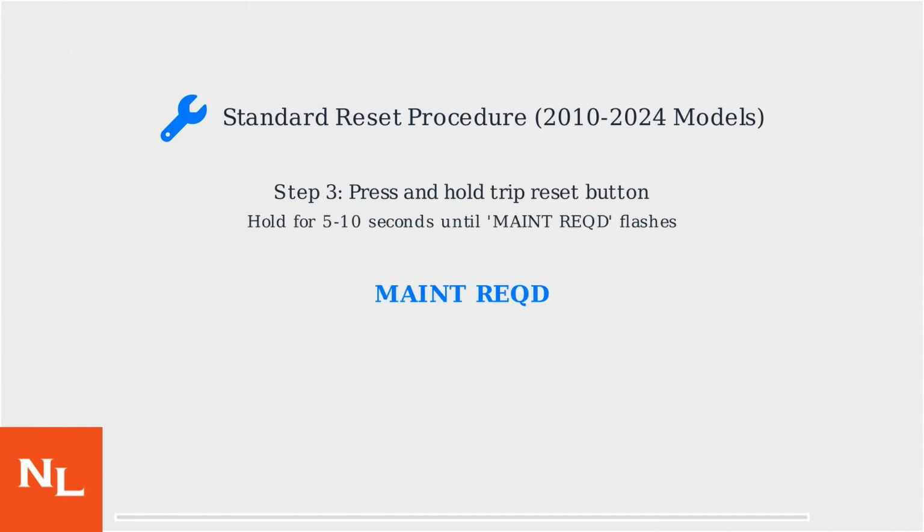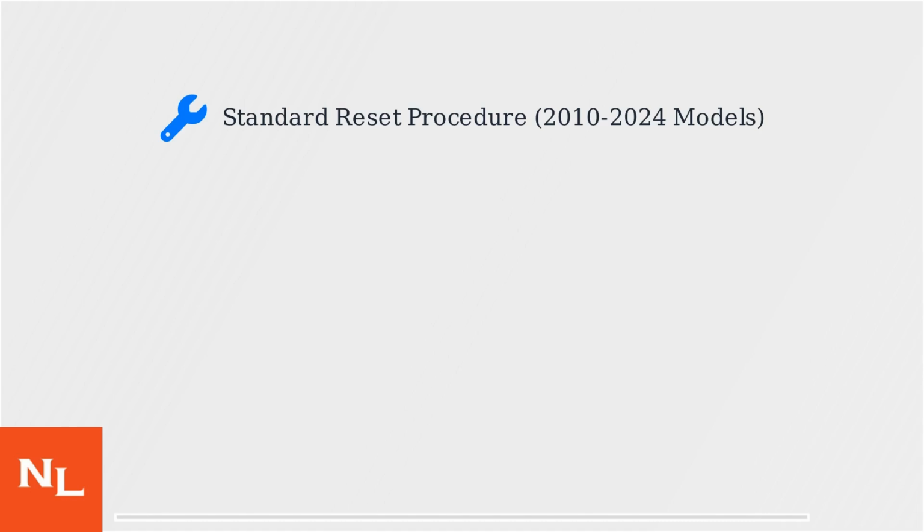Step 3. Press and hold the trip reset button for 5 to 10 seconds. Watch for the maintenance required message to flash, indicating the reset is working. Once reset, the maintenance light clears and the oil life timer resets to 00000, restarting the monitoring cycle.